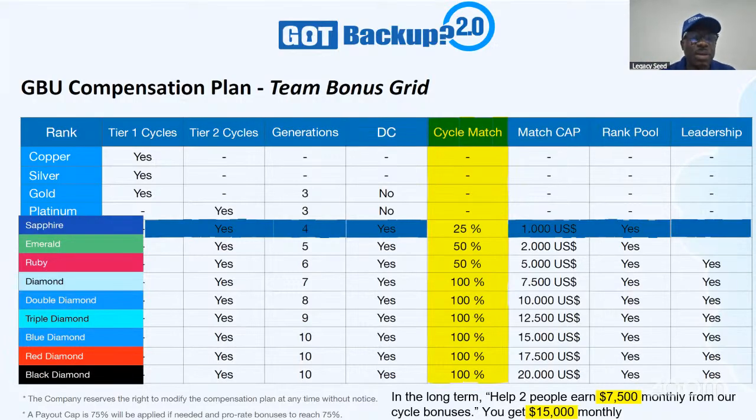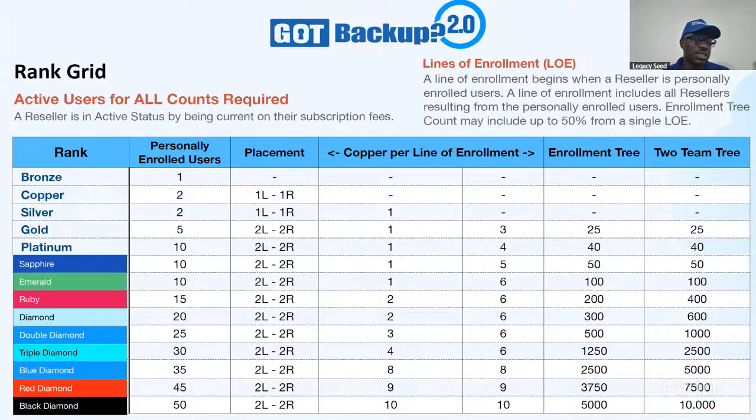Okay. Now let's talk about this. How do you make it? These are the other commissions. You see the tier 1 cycle, tier 2 cycles, and generation. These are all different incomes that are part of the 7. Now, who earns the cycles commission? Cycle commission is earned by someone who is a silver. Now, who's a copper? Just take a look at this.